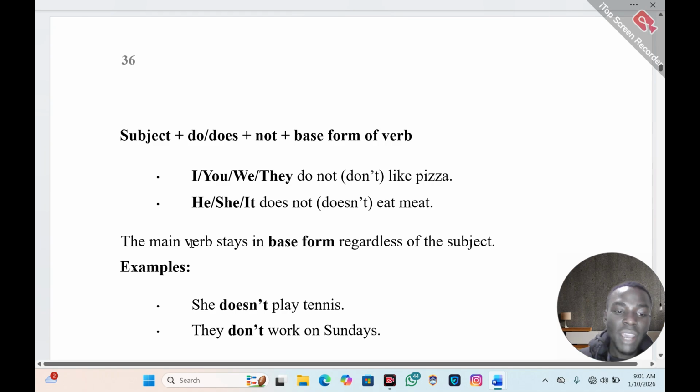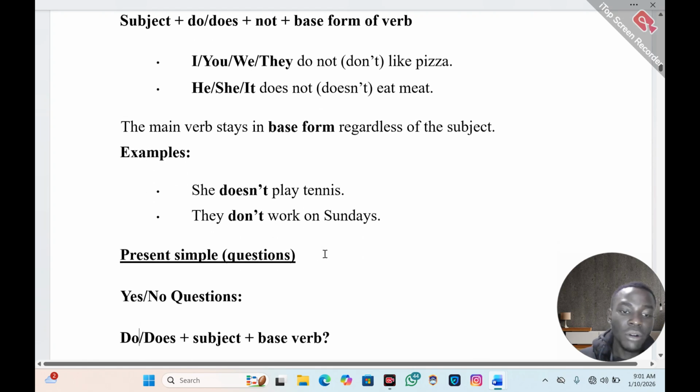Now, the main verb stays in base form regardless of the subject. When we are forming negative sentences in the simple present tense, the main verbs here, like, and eat, stay in base form regardless of the subject. We don't consider if we are using I, you, we, or they, or he, or she, or the names of people or animals, but the verb must stay in base form without considering the subject.